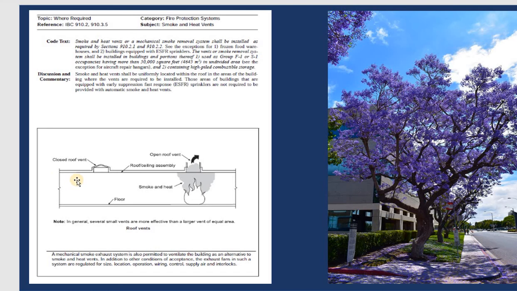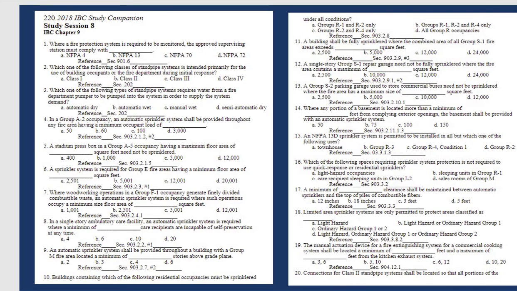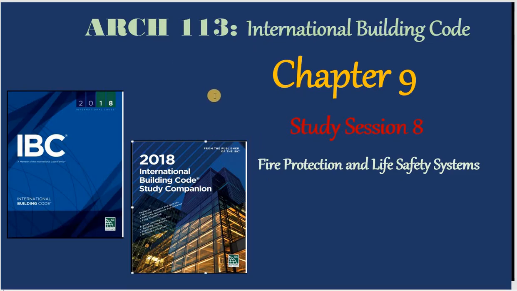And this is the example. If you have the floor and the roof, we have a closed roof vent. If you have vents on the roof, one closed and the other open, the smoke coming inside the building can get out through the vent on the roof side. So basically the roof vent can be more effective than a larger vent on the echo area. So that's all of the methods you can use for fire protection and the life safety system.